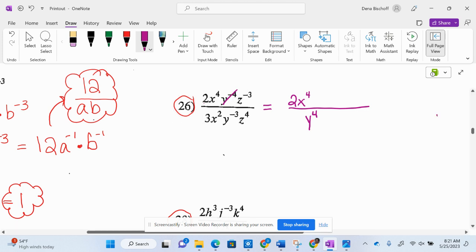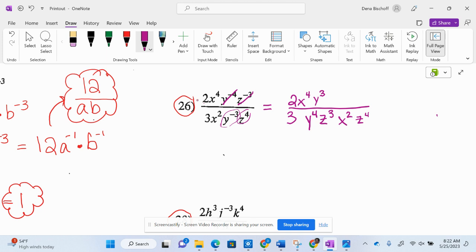Is z to the -3 happy? No, move it downstairs. Now it becomes z to the +3. What about the 3 in the basement? Is it happy? Yes, and I'm going to put it in the front. That's why I left some space there. What about the x squared? Is it happy? Yes, leave it where it is. What about this y to the -3 in the basement? Is it happy? No, so what do I need to do with it? Move it to the top bunk. What about the z in the bottom? Stays where it is.